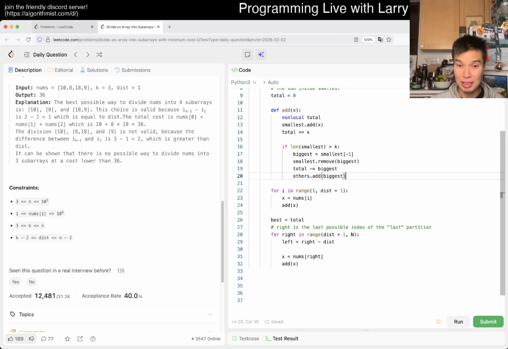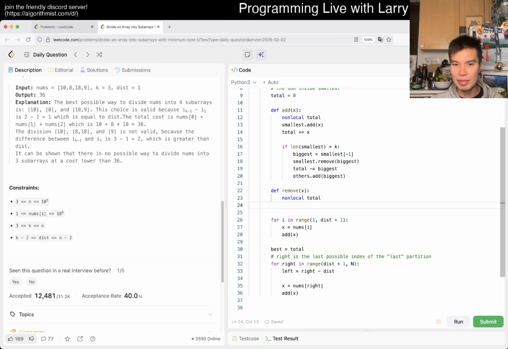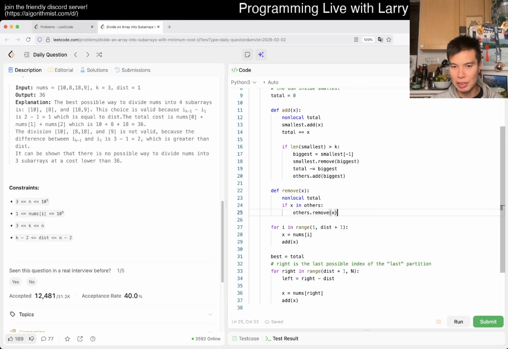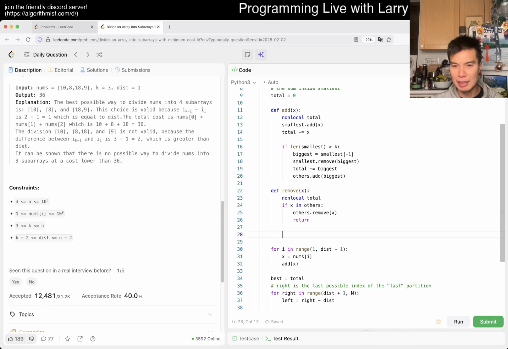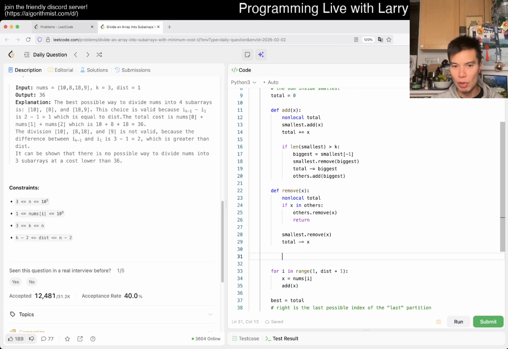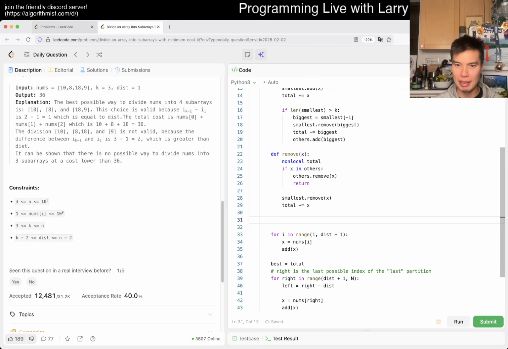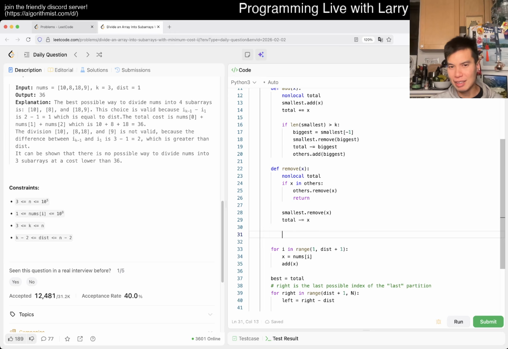How do we want to write remove? If x is in others, then we just others.remove x, and then we return. Otherwise, it's in smallest, so then smallest.remove x, total, and then now we take the smallest number from others, so that should always be possible just by pigeonhole, right? I guess that actually makes it easier that we do add first, because then now we always are making sure that we have k plus 1 element at least. So, but yeah, well, actually, in that case, then we have to assert.